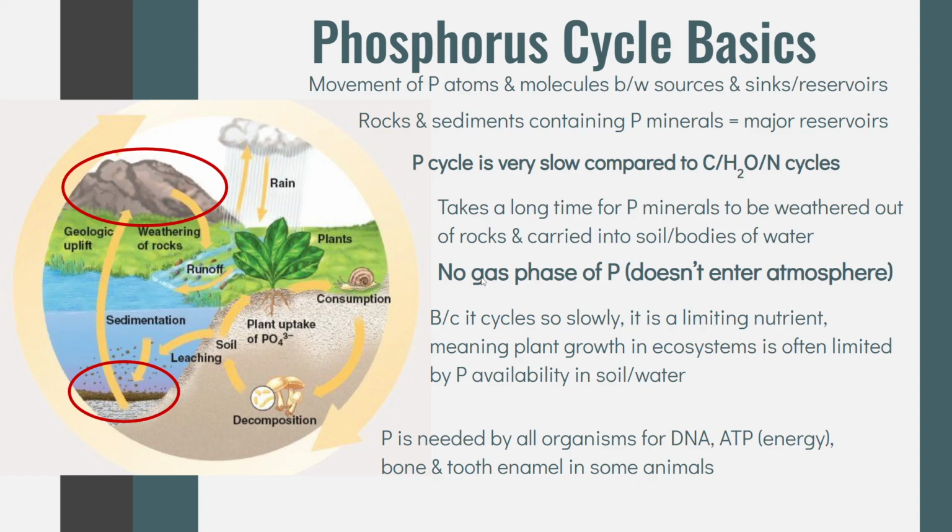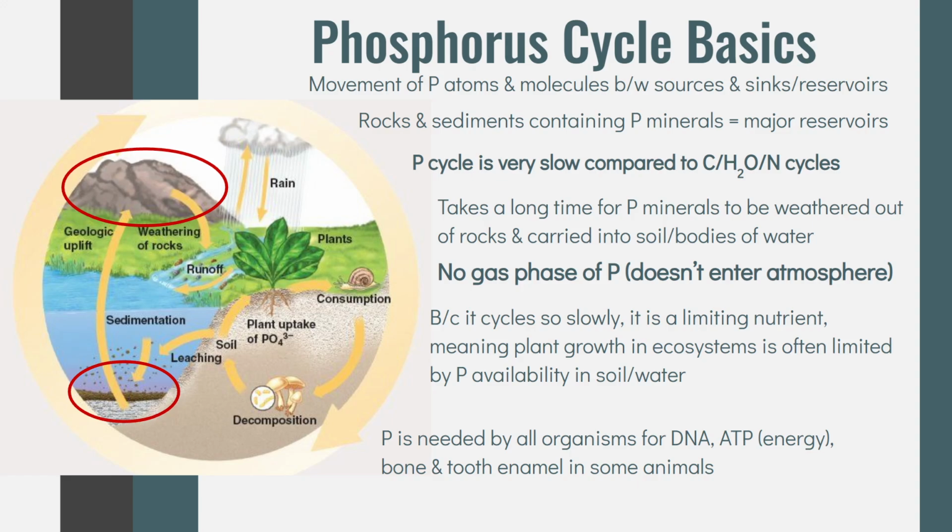Just like in the carbon cycle and the nitrogen cycle, the phosphorus cycle is the movement of phosphorus-containing elements between sources and sinks. The two main reservoirs of phosphorus are rocks and phosphorus-containing sediments. If we look at the diagram here, we can see rocks that can be found in mountains or really in any ecosystem contain phosphorus in them, and also sediments at the bottoms of bodies of water or even sediments found in soil. An important point to know is that the phosphorus cycle is extremely slow when compared to the carbon cycle and nitrogen cycle. And there are a couple of reasons for this.